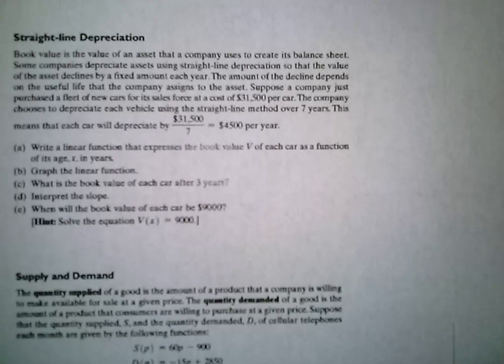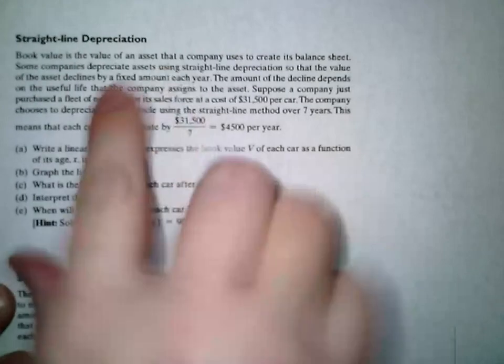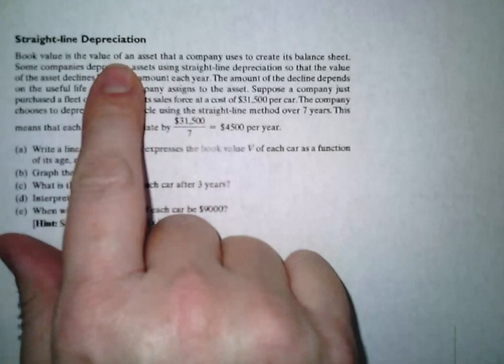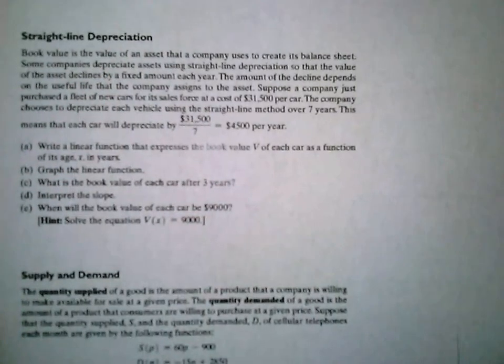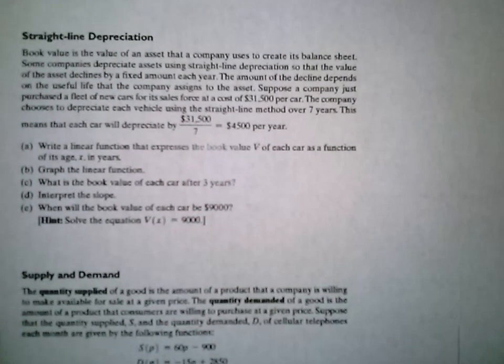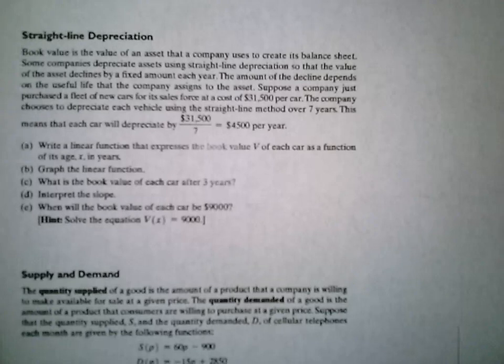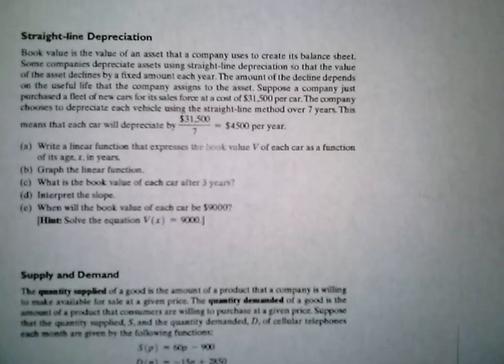So that's what we're looking at here. Book value is the value of an asset that a company uses to create its balance sheet. Some companies depreciate assets using straight line depreciation so that the value of the asset declines by a fixed amount each year. The amount of the decline depends on the useful life that the company assigns to each asset.